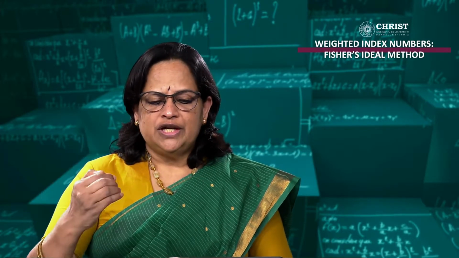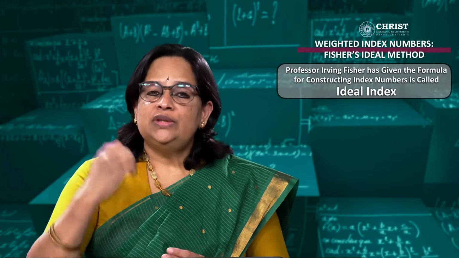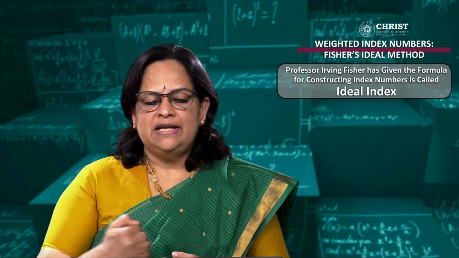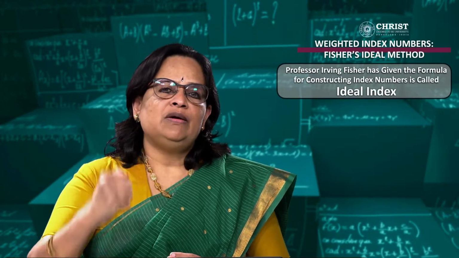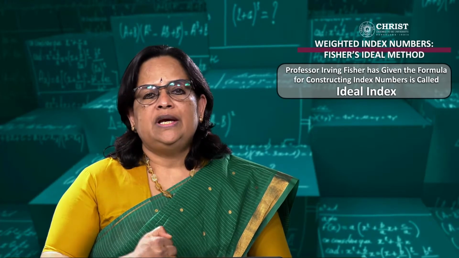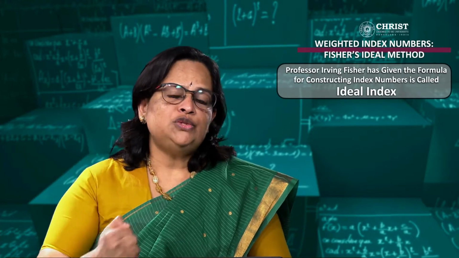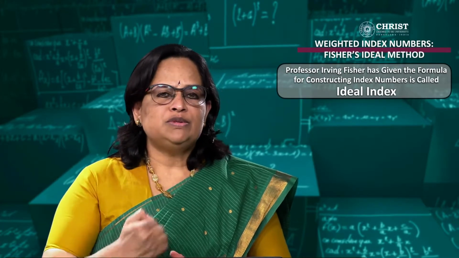If you see the introduction, Professor Fisher has given a formula for computing index numbers. This is called the ideal index. Professor Irving Fisher, that is his full name, and this formula is known as the ideal index number for computation, and this is the method we are always using for index computation. That is the importance of this module and the problems we are going to do.